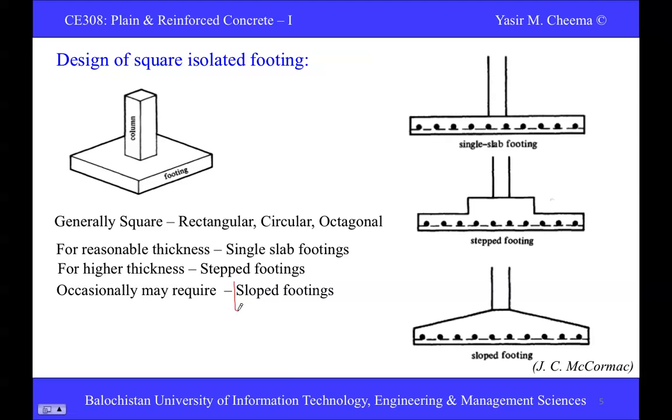That is sloped footing. In sloped footing, similarly to the step footing, the center is given the maximum depth. The maximum depth is given at the center, and it is reduced to a certain value, or the single step slab footing from the bottom. So it goes on decreasing towards the outer ends. So these are 3 different modes of single footing, or the isolated footing: single slab footing, step footing, and the slope footing.